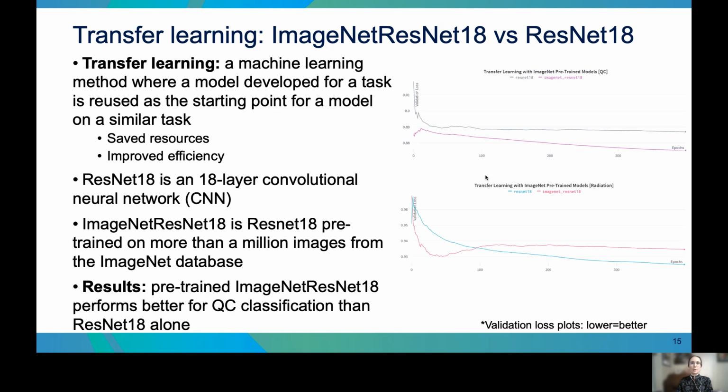So when we trained our classifier using either the ResNet18 or the pre-trained ImageNet, what we found was that our QC classifier did perform better with the pre-trained ImageNet, whereas for our radiation classifier, both of them performed about the same. So for future steps here, we'd like to understand why the QC classifier worked better on the pre-trained model.